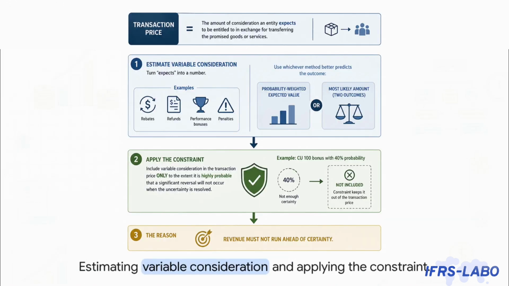Now, what's really interesting is how we turn variables, like rebates, refunds, or bonuses, into actual math. The standard gives you two tools. You either use a probability-weighted expected value if there's a wide range of outcomes, or you use the most likely amount if the contract really just has two binary outcomes. You can't just guess. You have to pick whichever method better predicts the actual results.